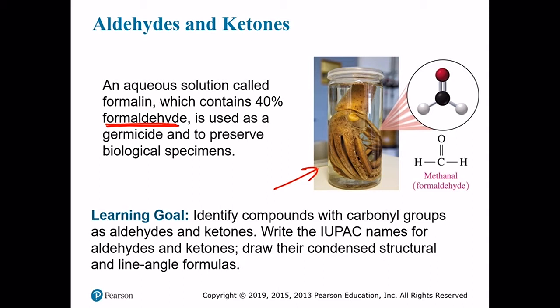So aldehydes and ketones are both compounds that contain what's known as a carbonyl group, a carbon double bonded to an oxygen. In this section, we're going to learn about the similarities and the differences between these compounds and their structure, as well as how to write the IUPAC names for both of them and how to draw their condensed and line angle structural formulas.